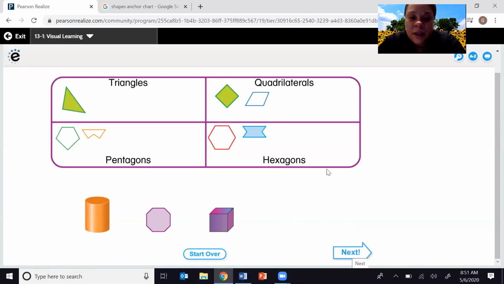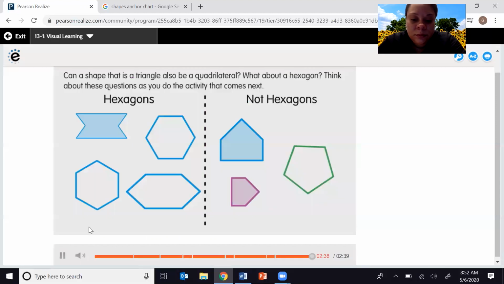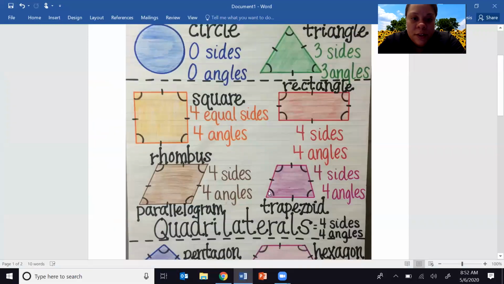So remember, triangles have 3 sides, 3 angles, 3 vertices. Quadrilaterals have 4 sides, vertices, and angles. Pentagons have 5 sides, vertices, and angles. And hexagons have 6 sides, vertices, and angles. All right, so let's go over this.